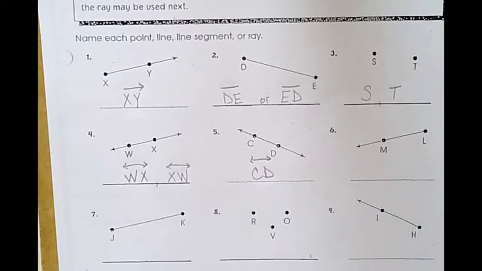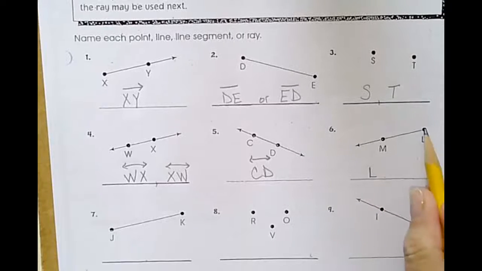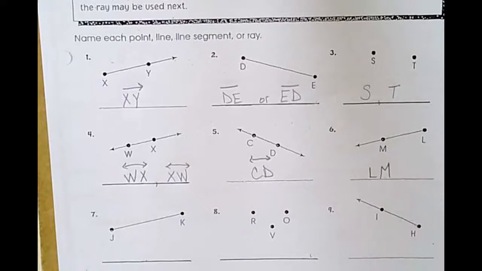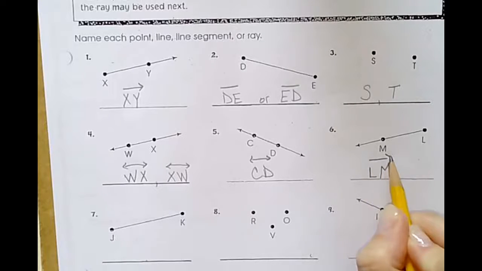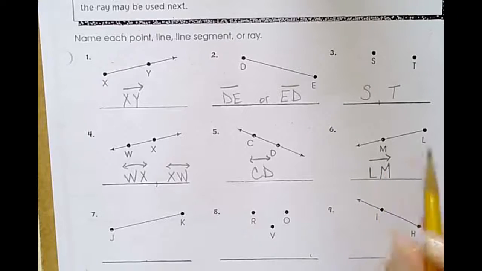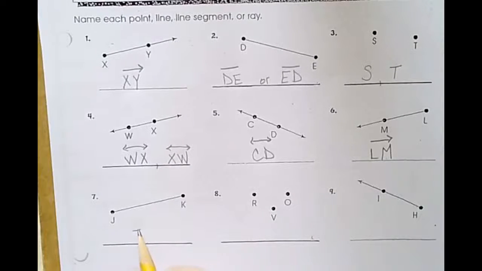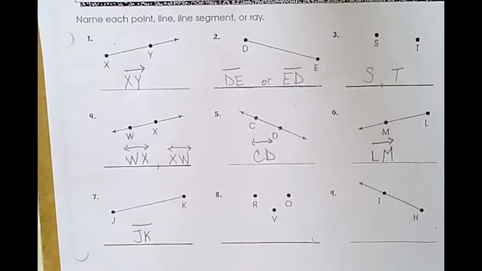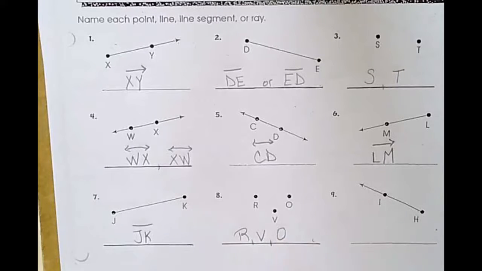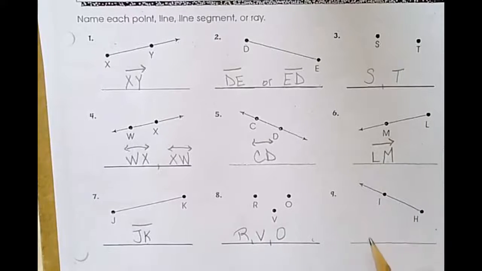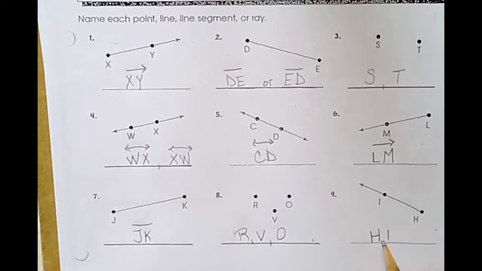Here's a ray. Just like we saw in number 1, this ray starts at L though, goes in the direction of point M, and we always have the same notation on top. It doesn't matter if your ray is pointing the other way. JK are the endpoints of this segment. R, V, and O are all the points here, and this is ray HI.